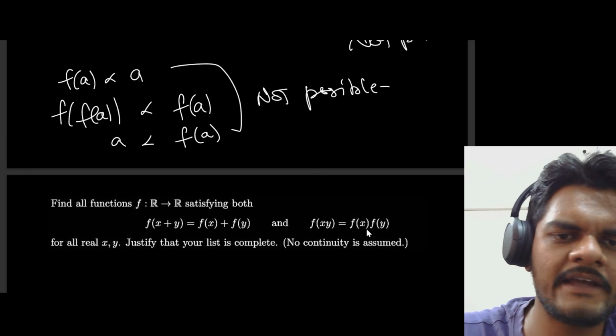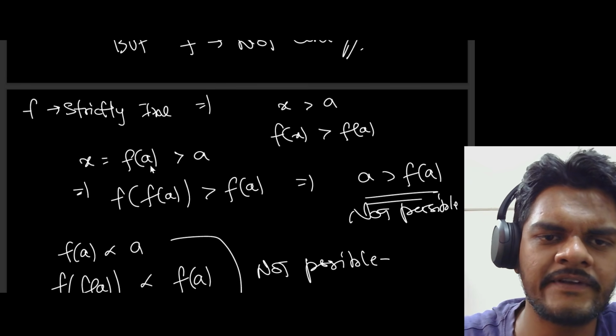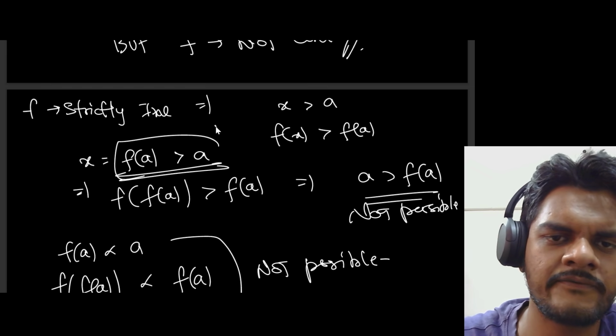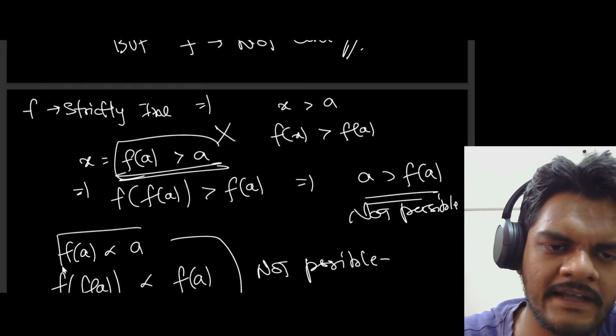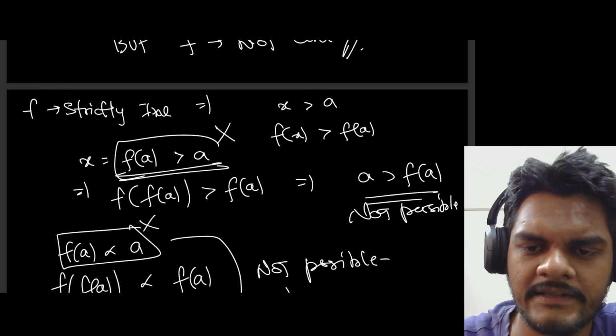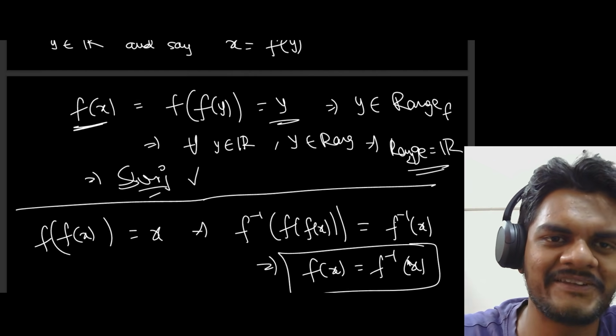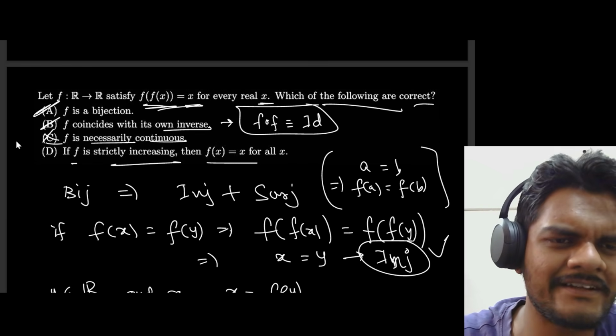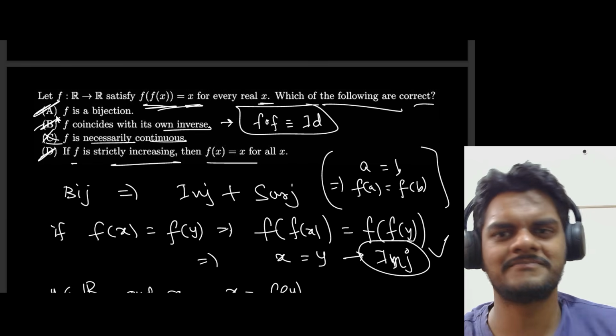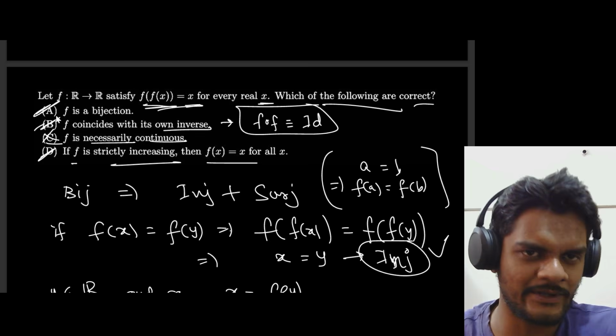So this implies that I cannot take f of a to be greater than a, and I cannot take f of a less than a either. This will imply that f of a is equal to a for all a. That means f is an identity function. So this is a very interesting question. I love this. I hope you enjoyed doing this.